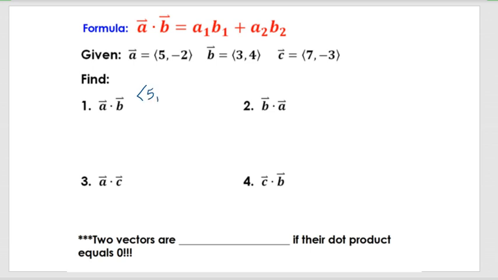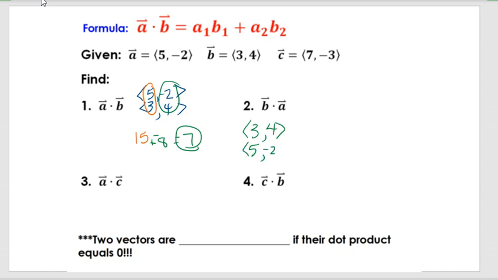I'm going to take A and B. A is <5, -2>. B is <3, 4>. And I stacked them like this on purpose because I'm going to grab these and multiply them together and get 15. I'm going to multiply these together and get 8. In fact, it's a negative 8. So I add these and that gives me 7 and I'm done. What if I do them backwards? Well, I have <3, 4> and I have <5, -2>. When I multiply these, I'm going to get 15 plus a negative 8, which is still 7.